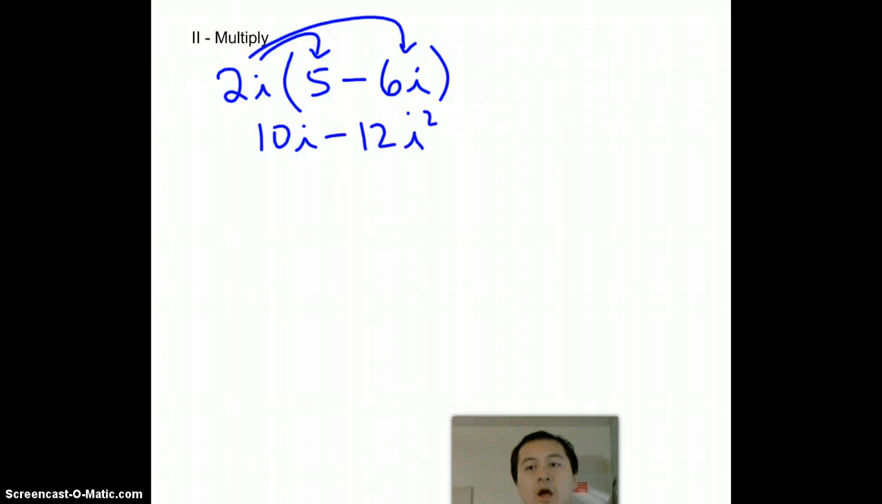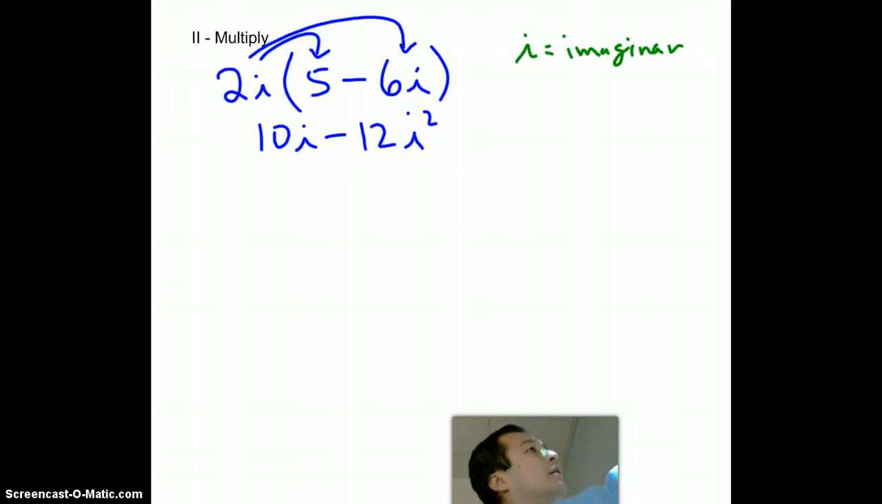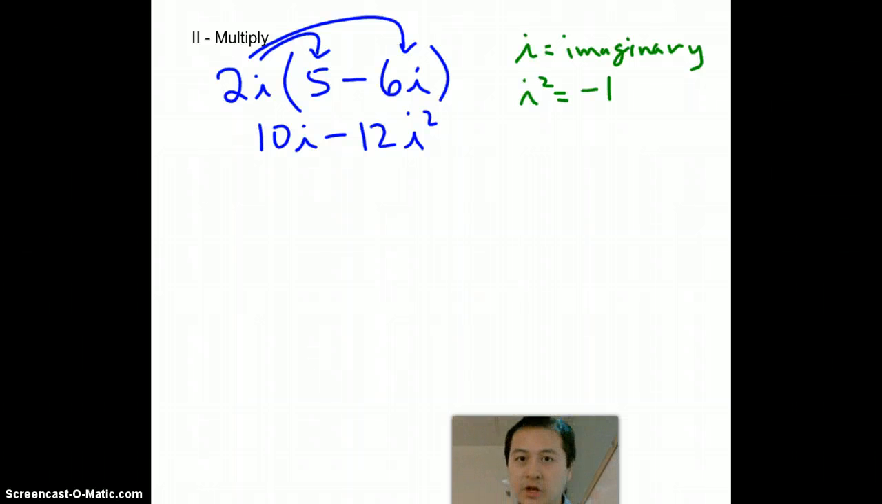Okay, very good. A couple things you want to know here. First of all, what's i? Good, imaginary. You remember it from a couple slides ago. What's i squared? Negative 1. Let's write that down. i is imaginary. i squared is negative 1. A couple things you know. This is an i. This is an i squared. When you're dealing with imaginary, you never want anything more than an i.